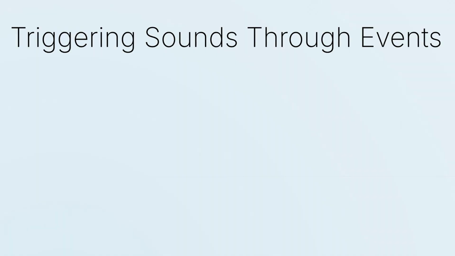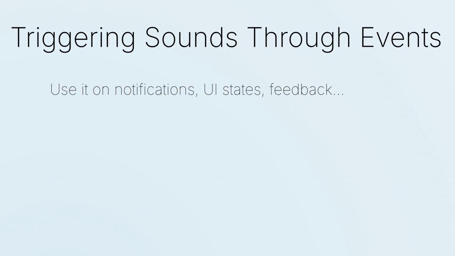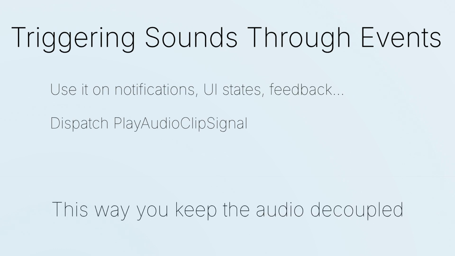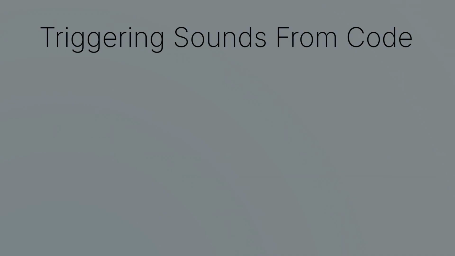Besides automatic UI sounds, Audio Player can also react to events. For example, achievements, notifications, custom UI state, or gameplay feedback. You can dispatch a play audio clip signal, and the Audio Player service will handle the playback automatically. This keeps gameplay signals completely decoupled from Unity audio implementation.